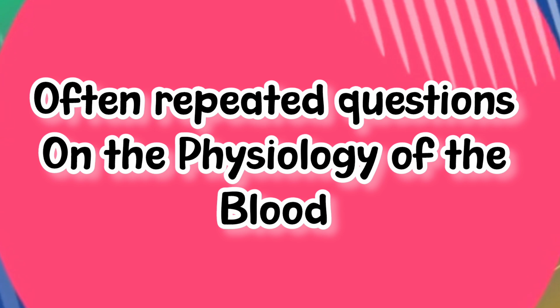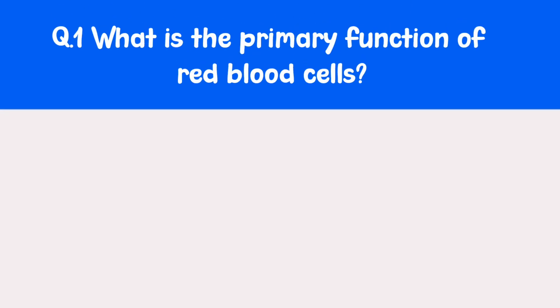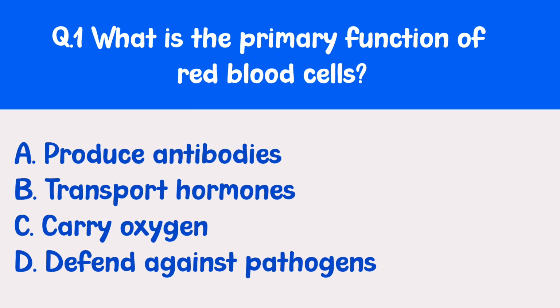Question number 1. What is the primary function of red blood cells? A. To produce antibodies. B. To transport hormones. C. To carry oxygen. And D. To defend against pathogens. Our answer here should be C, to carry oxygen. Red blood cells contain hemoglobin, which binds oxygen in the lungs and transports it to other cells or tissues.